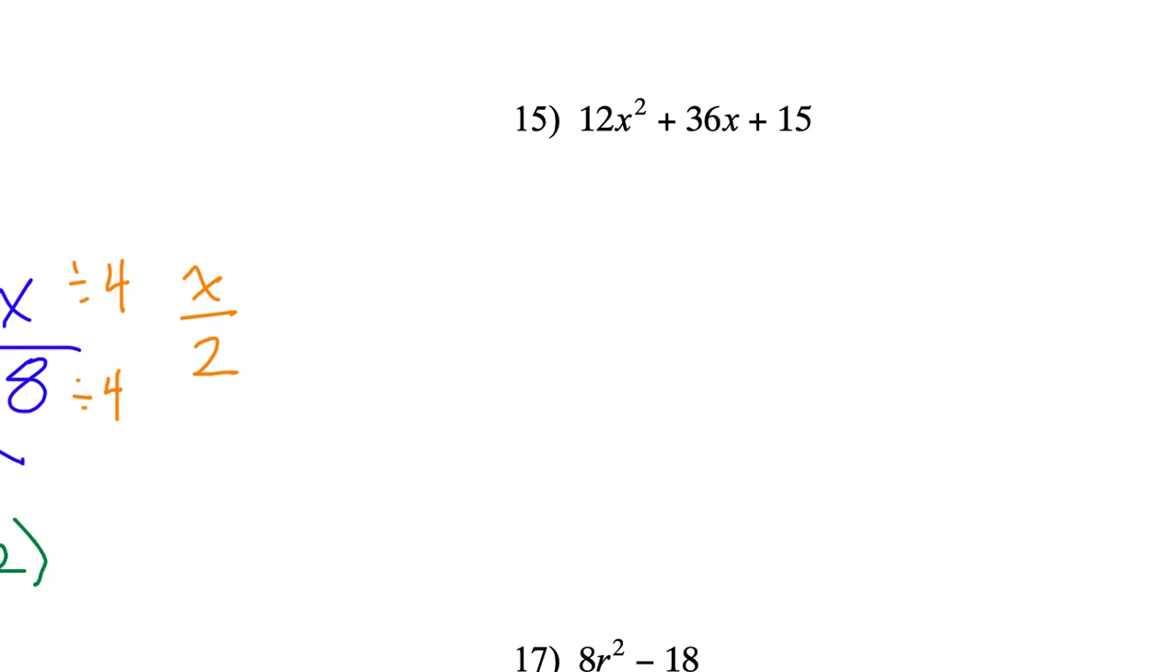All right, step 0 always is GCF. Is there a GCF? Yeah. What is it? 3. There it is, 3, and then it's going to be 4x squared plus 12x plus 5. All right. That definitely makes these numbers a little bit smaller, a little bit more manageable.